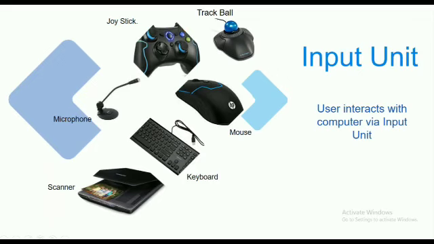Now let's see input unit. The input unit interacts with the computer via input. Here the user interacts with computer via input unit. So what does the input unit do? The input unit accepts the data from the user and converts it into the form that is understood by the computer. We know that computer can only understand binary language, that is zeros and ones.